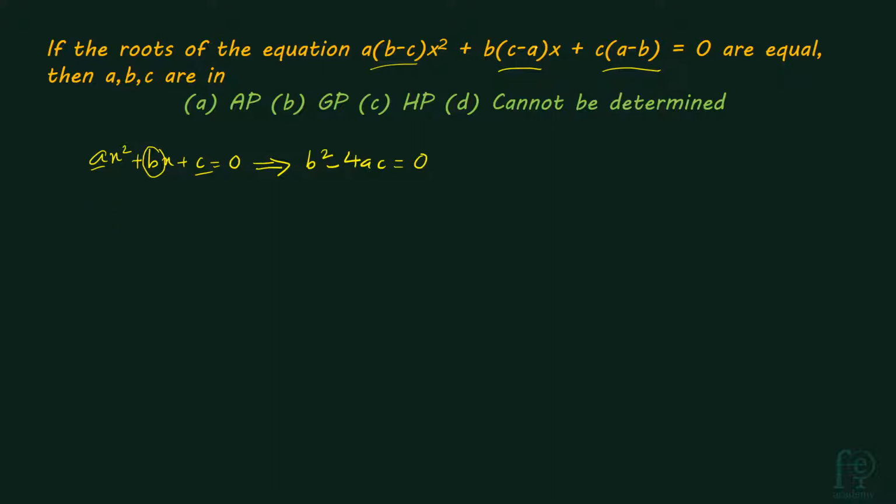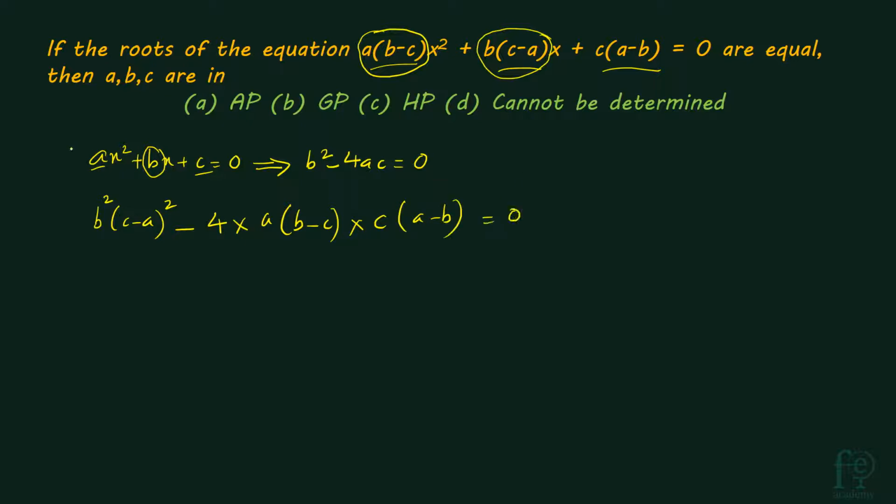So what is b here? b is the term coming with x. So this is the b here: b(c − a). So b² means [b(c − a)]² − 4ac. What is a? a will be a(b − c), the term coming with x². ax² + bx + c, so a is a(b − c). And what is c? c here is the constant, so c(a − b). Okay, we are just comparing with the general expression.